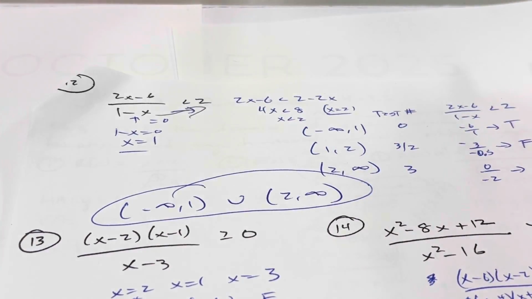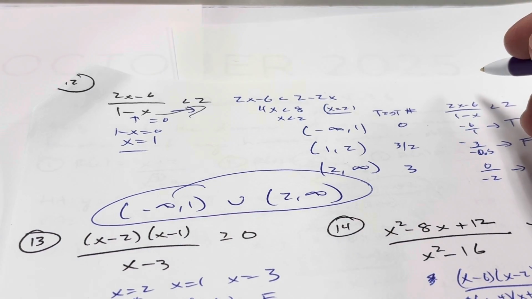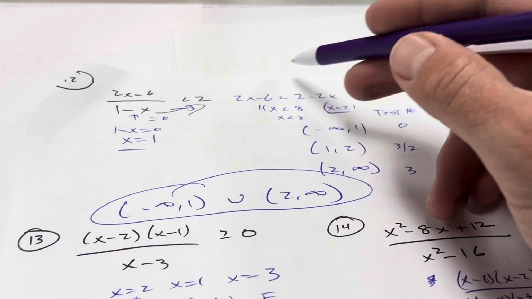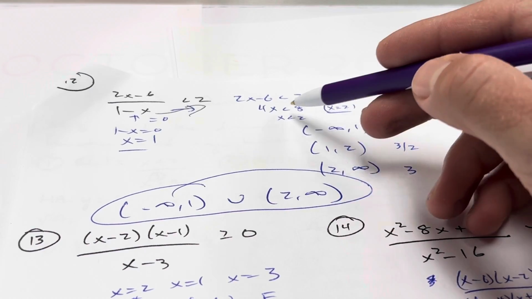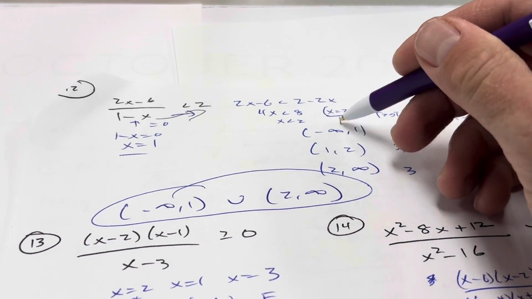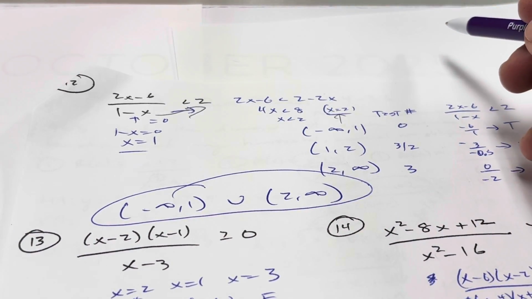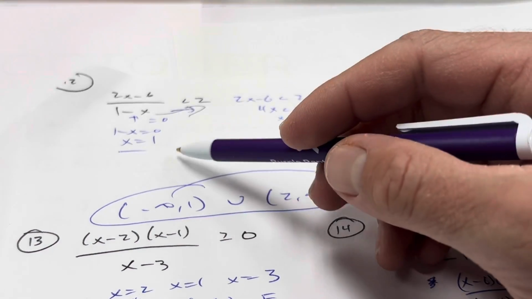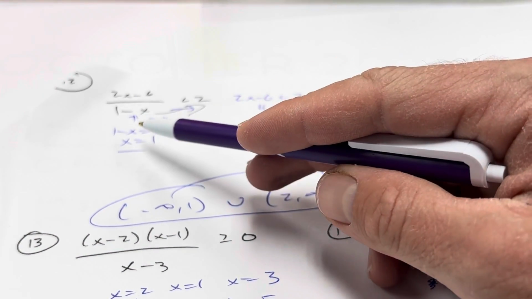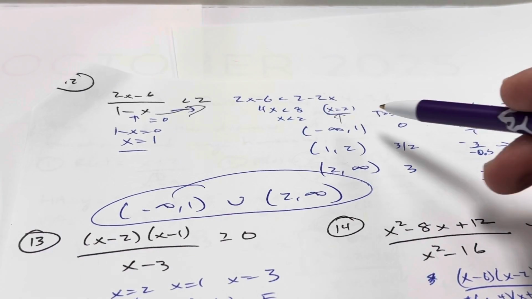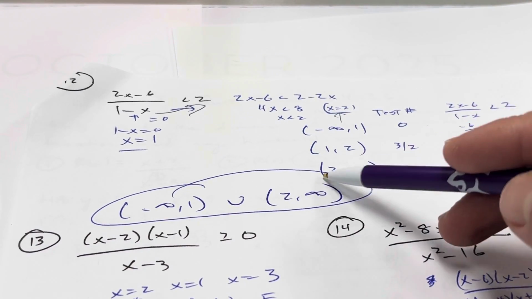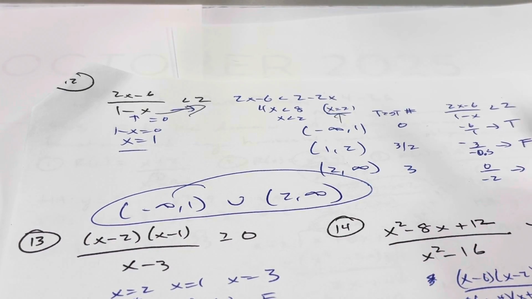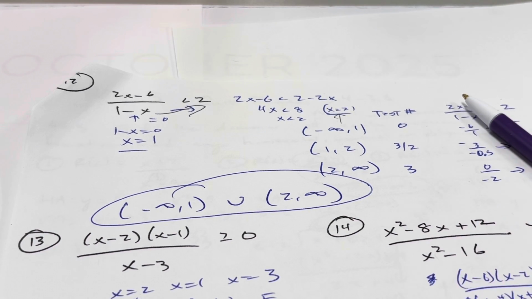So 2x minus 6 is less than 2 minus 2x. Add 2x to both sides. Add 6. 4x is less than 8. X is less than 2. So think of it as x equals 2. So you have two critical numbers here, critical points. I'll say them interchangeably. You have 1 and 2. So I have negative infinity to 1, 1 to 2, 2 to infinity.